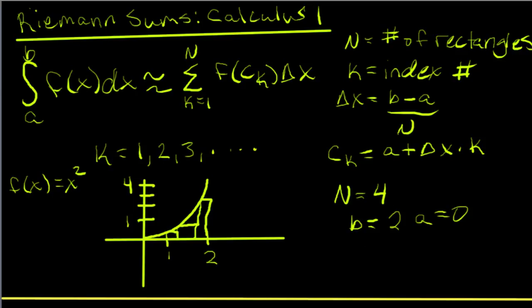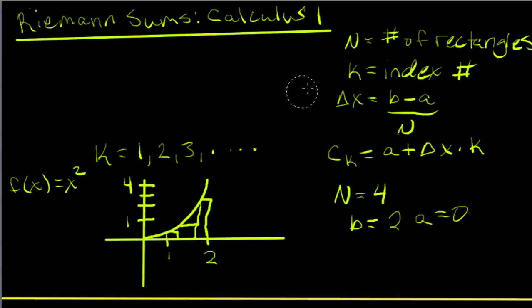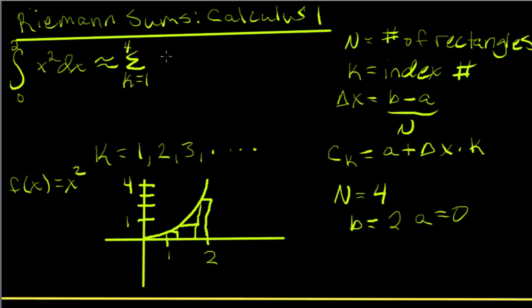So let me get rid of some of this stuff up here. So in this example, we're going from 0 to 2 of x squared dx, and we can find an estimation by using the sum from k equals 1 to 4, since we have 4 rectangles, of f of ck delta x.